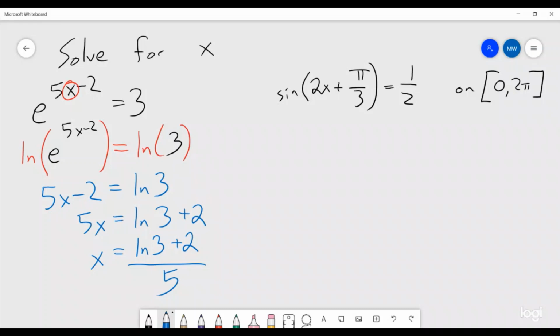Let's try and do something similar for the second one. If you didn't get it, try one more time to see if you can figure out the answer to this one.